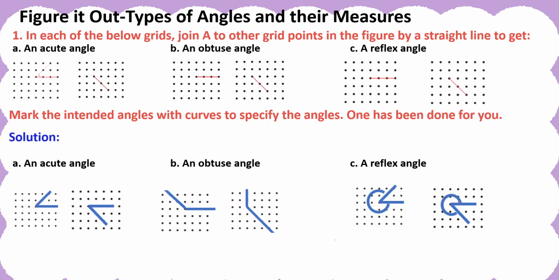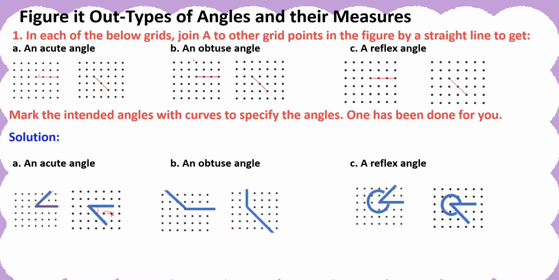Question 1. Figure it out. Types of angles and their measures. In each of the below grids, join A to another grid point with a straight line to get an acute angle, an obtuse angle, a reflex angle. So here, in the first figure, we have to draw an acute angle. We know acute angle means angle less than 90 degrees. So this base line they have given. So we have drawn one more arm which makes an angle less than 90 degrees as shown in the picture. Second one, the slanting one they have given. So we have drawn one horizontal line. It indicates this angle is less than 90 degrees. These two are the examples for the acute angles.